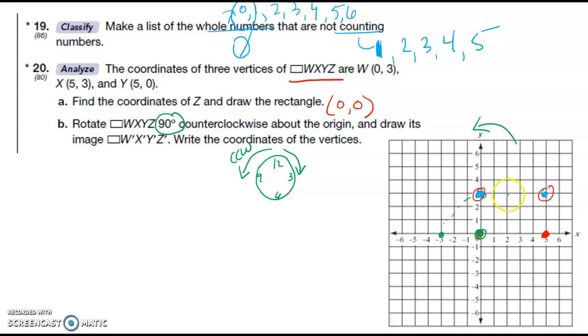Let's see, 1, 2, 3, 4, 5. So 1, 4, 5. So here's my new, and the vertices are going to be 0, 0 again, negative 3, 0, 0, 5, and negative 3, 5.